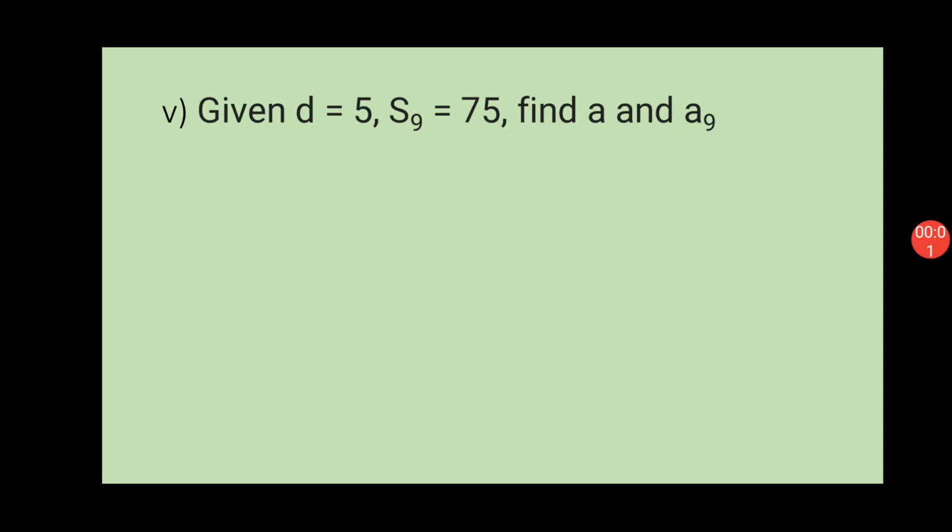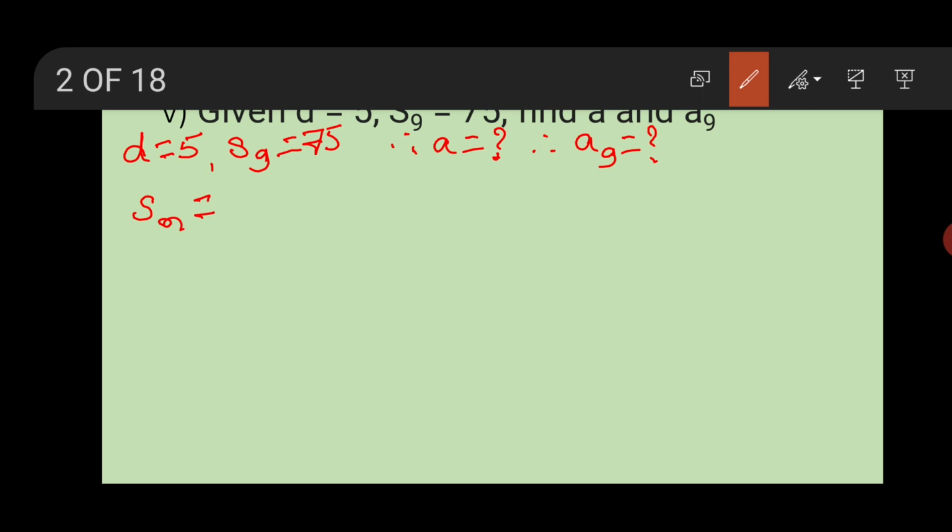Solve this. Given d is equal to 5, S9 is equal to 75, find a and a9. Here, what is given? Read first. d is given, it is 5, and S9 is also given, it is equal to 75. So calculate the value of a and the value of a9. Since Sn is given, S9 is given, use the Sn formula.